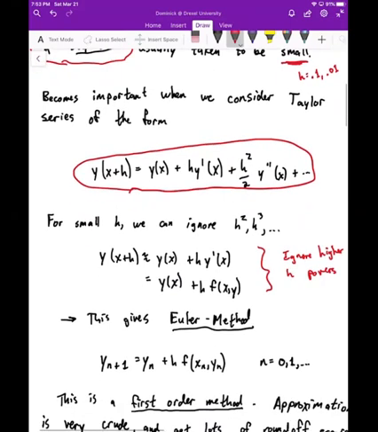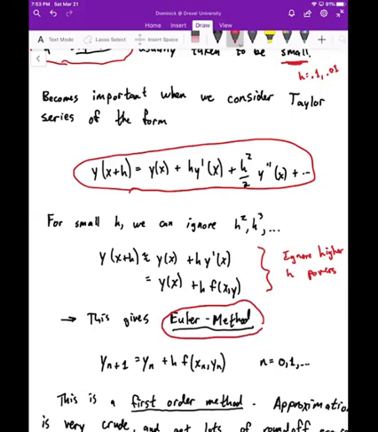And you get this very basic estimate where it's a first order, the local linear approximation, right? You're only expanding out to the linear term and taking that, right? So this motivates the idea for what's called the Euler method.